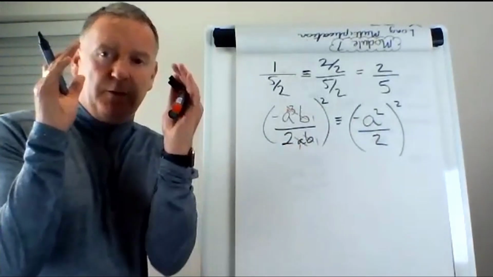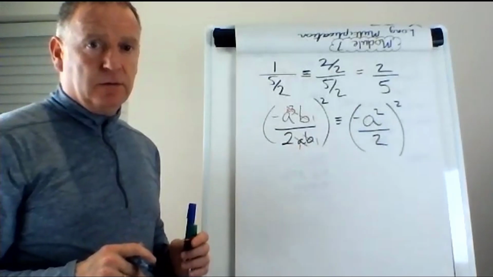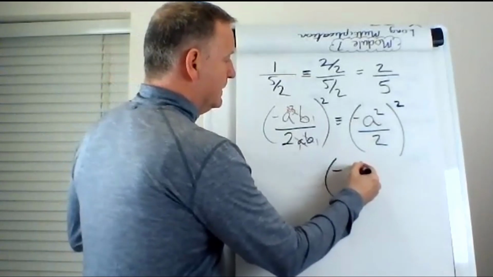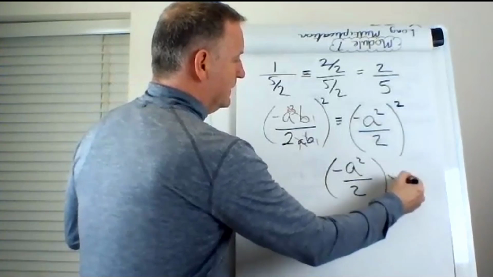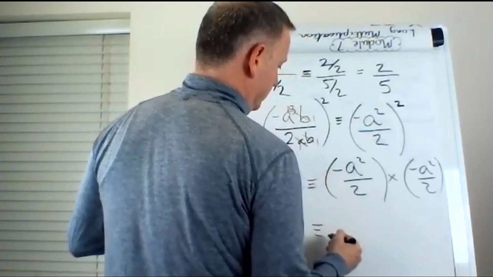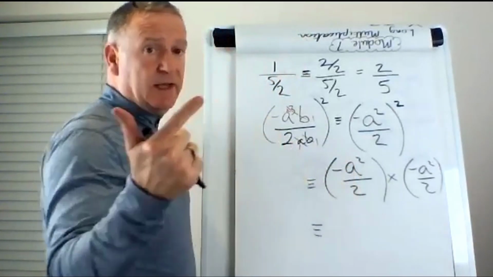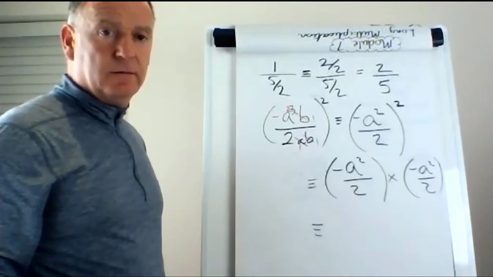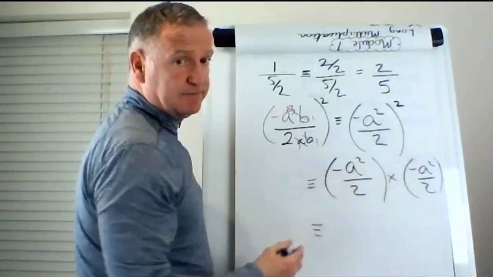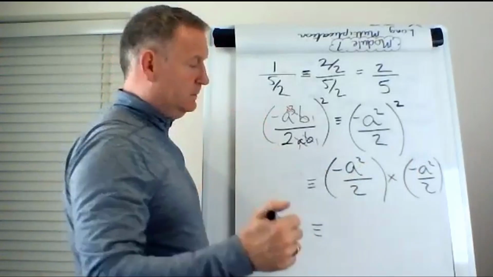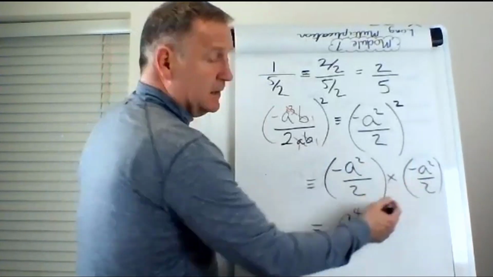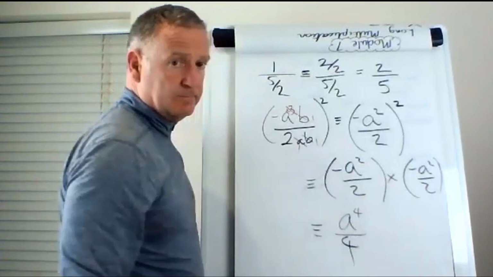Okay, so with these, work inside the brackets first. Now what does this mean? Square. Yeah, so negative a squared over 2 times negative a squared over 2. a times a, and they're both negative, so it'll be positive, yes? Negative times negative. a to the power 4, yeah? And then 2 times 2 is 4.